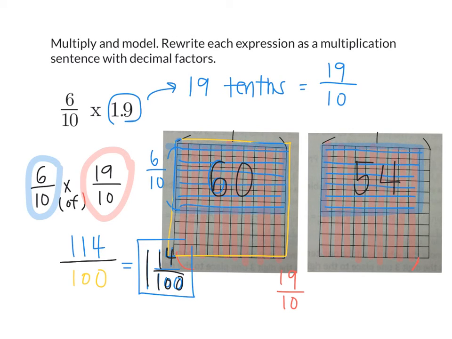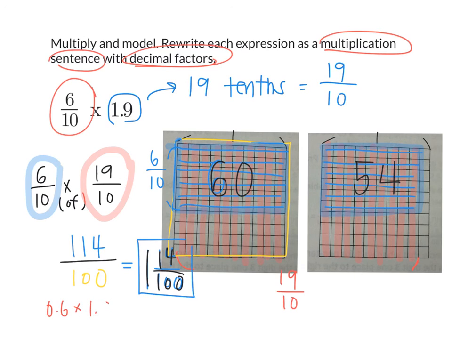Okay, now we're only halfway done. We also need to rewrite each expression as a multiplication sentence with decimal factors. So how do I rewrite 6 over 10 as a decimal? 0.6. Write it down. 0.6. And then we already have 1.9. Good. And what about the answer? 1 and 14 over 100. That's 1 and 14 hundredths. And that's how you would write down the multiplication sentence with decimal factors.